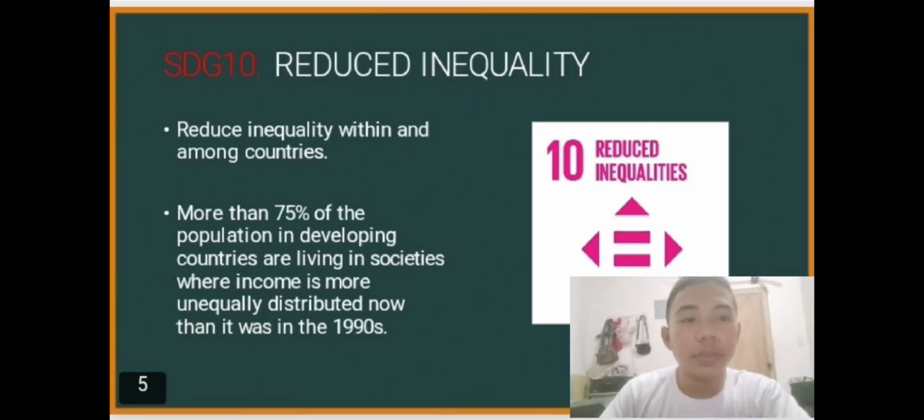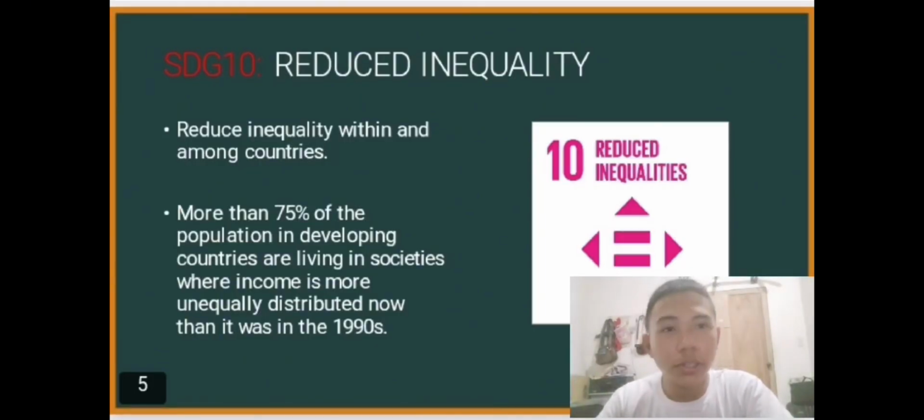I'll be continuing with Sustainable Development Goal number 10, which is to reduce inequality. Reduced inequality focuses on reducing the inequalities within and among countries, because more than 75% of the population in developing countries are living in societies where income is more unequally distributed now than it was in the 1990s. So this goal focuses on decreasing unfair differences in income, opportunities, and treatment within countries. Many developing nations face growing income gaps where wealth is concentrated among a small group while the majority struggles.